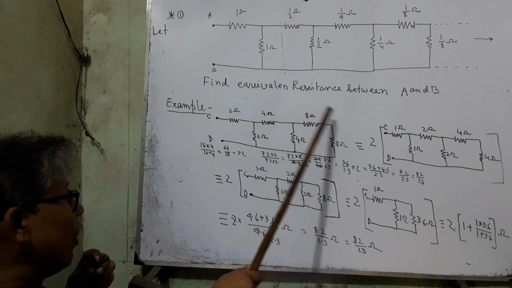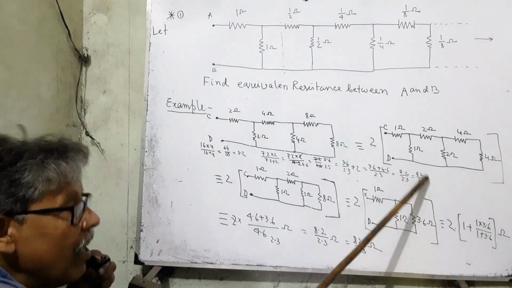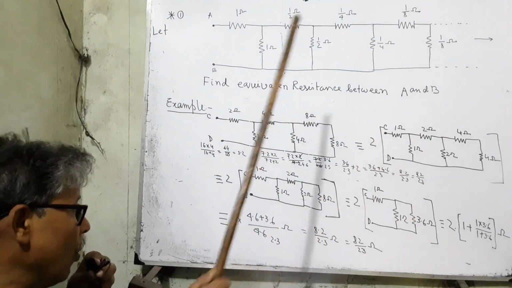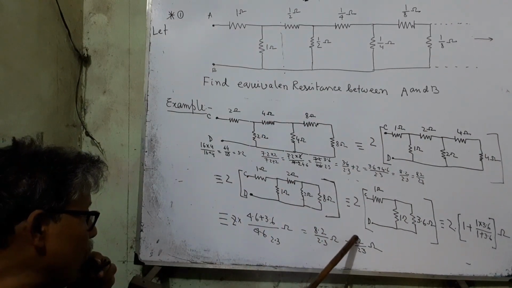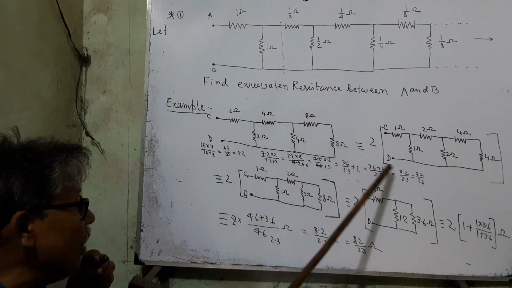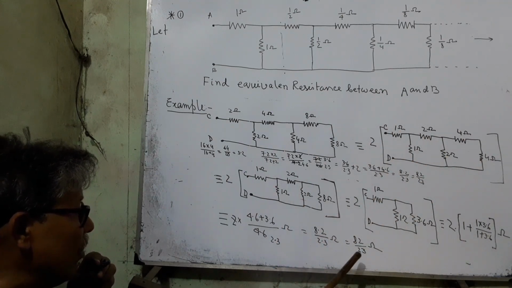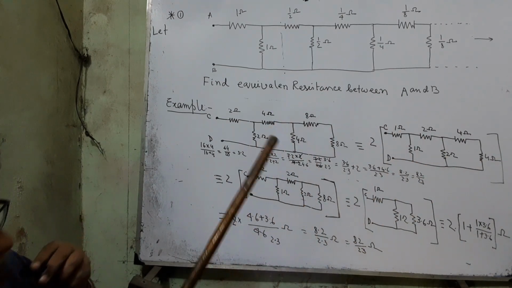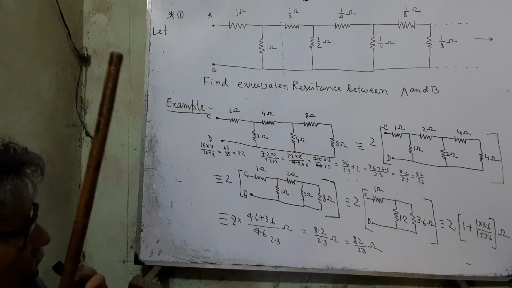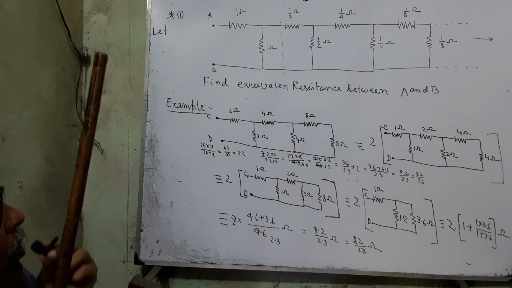In this way, without taking common, we get 82 by 23. And here, after taking common, we are also getting 82 by 23. Without taking common we got the equivalent resistance, and after taking common we also got the same equivalent resistance. So we can see that we can do the networking even by taking common.